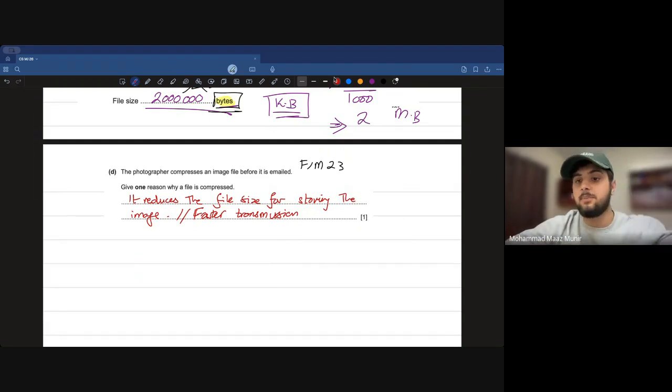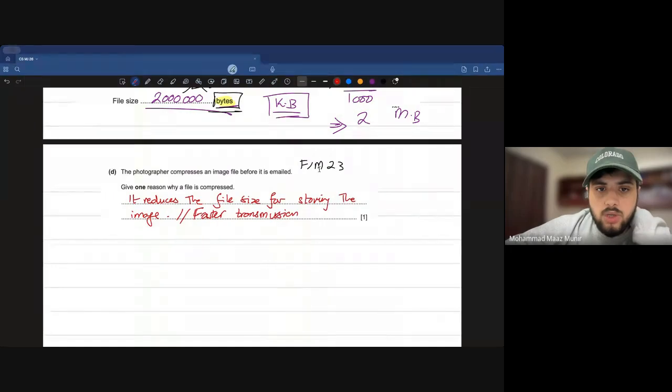So now we are done with the Feb March papers. Let me see if there is anything else in here. I don't think so. So we're officially done with the Feb March 2023 paper. Yay! Now we're going to start with summer 2023, which is basically your May June session.